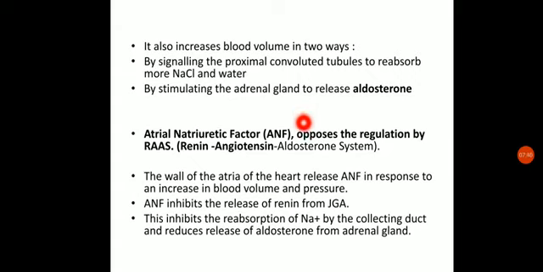aldosterone. Now, what does aldosterone do? The aldosterone will induce the distal convoluted tubule, that is the DCT. You know what the DCT is, right? So aldosterone will induce the DCT to reabsorb more Na and water. So it signals the PCT to absorb more NaCl and water, while the DCT is stimulated by the aldosterone. So it will be responsible for absorption of water and Na by the DCT.